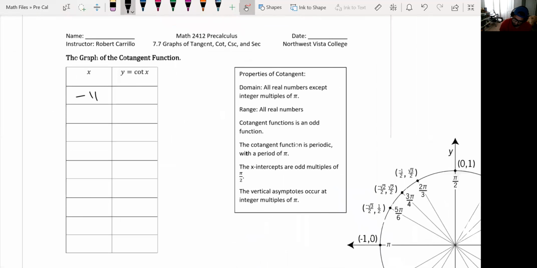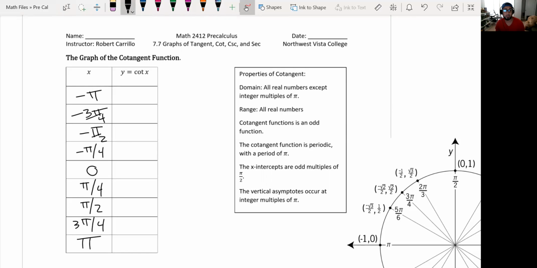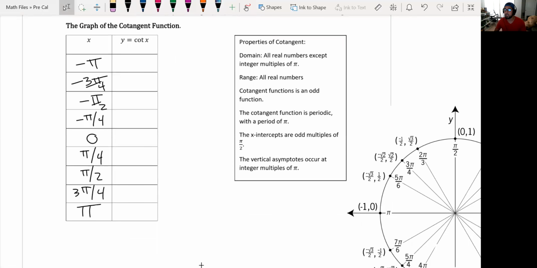So negative pi, negative 3 pi over 4, negative pi over 2, negative pi over 4, 0, pi over 4, pi over 2, 3 pi over 4, and pi. I wrote those much neater than the ones above. Okay, so looking at pi, cotangent at pi. Cotangent puts x over y, so you get negative 1 over 0, which right off the bat gives us undefined.